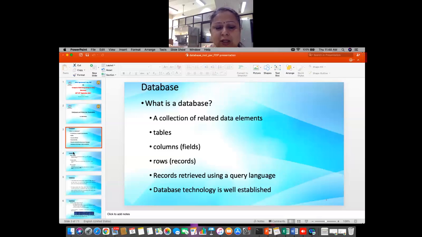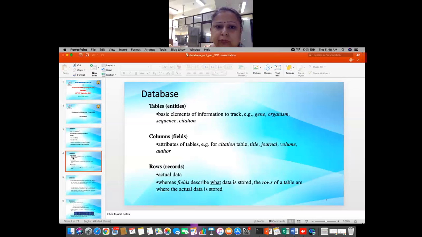Database technology is a well-established technology. We all have been using different databases in different fields for our research or daily course. So in the database, the basic entity is a table, which is the basic element of information to track. For example, if you are making a biological database, you want to put information about a gene, an organism, or a sequence, or you want to put citations.